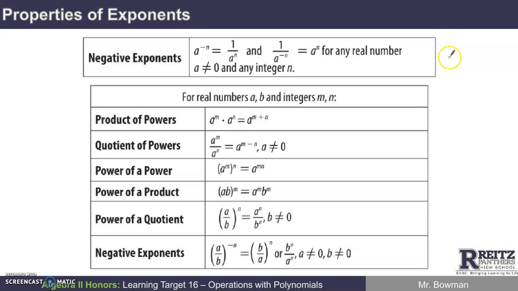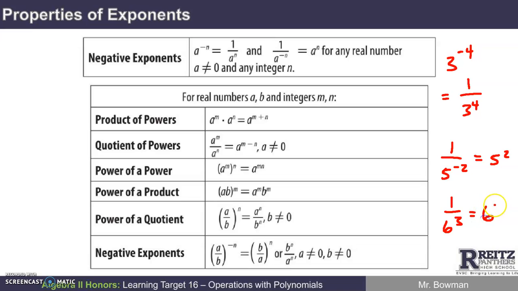So for example, if I gave you 3 to the negative 4th power, I would say, well, that's just the same as 1 over 3 to the 4th. And it works the other way too. If you were to take 1 over 5 to the negative 2nd power, you'd say, well, that's the same as 5 squared. It even works if your denominator has a positive power. So 1 over 6 to the 3rd power could be written, if you wanted to, as 6 to the negative 3rd.